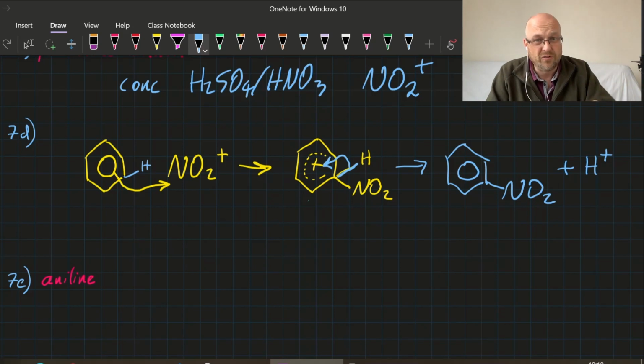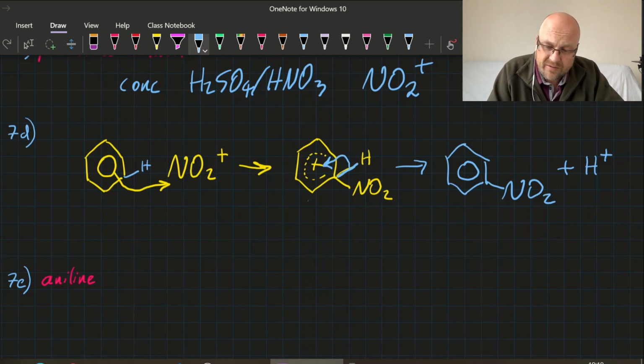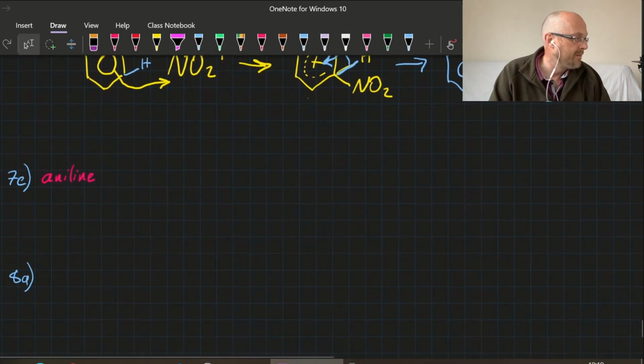There's plenty of ways you could lose points on that. Arrows going to the wrong place. They like to see a dotty half circle there with a plus in the middle. There we go. 7E.